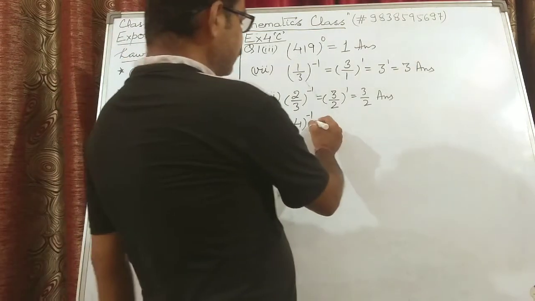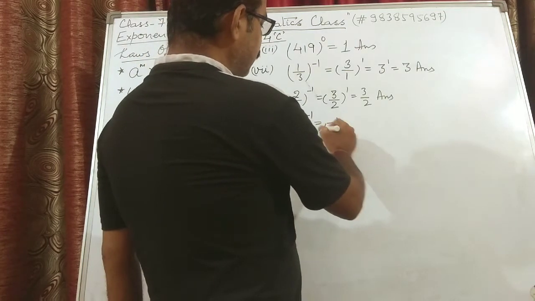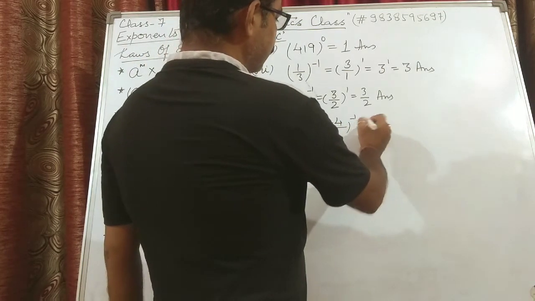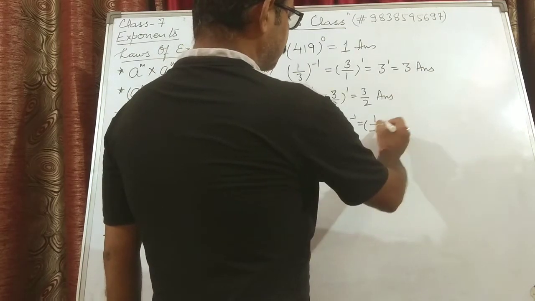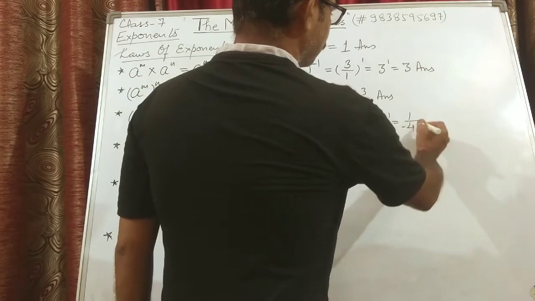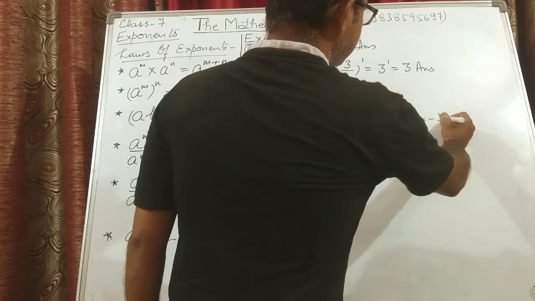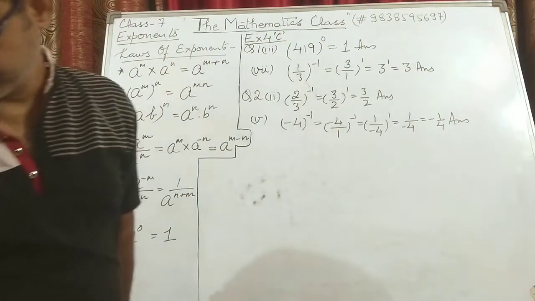Next I will be taking fifth part, that is minus 4 to the power minus 1. Again minus 1, so minus 4 can be written as minus 4 upon 1 to the power minus 1. You will reciprocate it, it will become 1 upon minus 4 to the power 1, or simply this can be written as 1 upon minus 4 or even minus 1 upon 4. That is the final value.